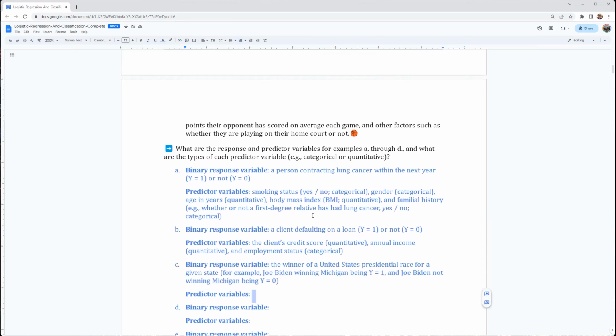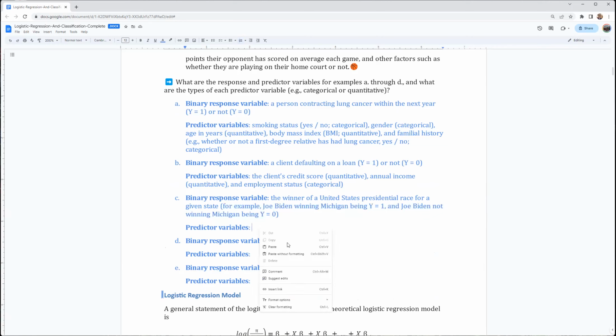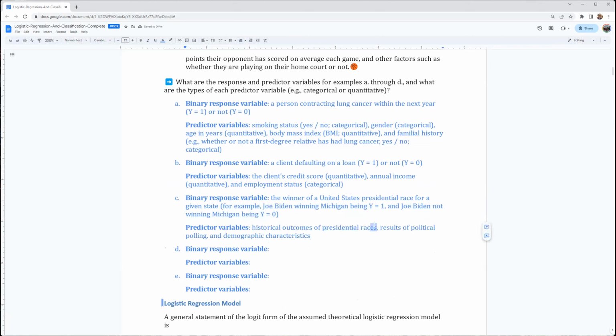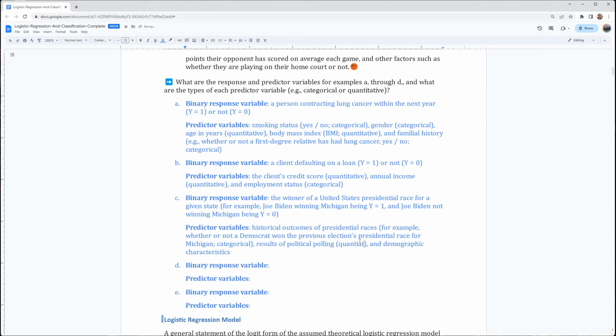Okay. And then for the predictor variables in that case, we were saying, okay, historical outcomes, results of political polling, and demographic characteristics. So this one was a little bit vague. So historical outcomes. So we could say whether or not a Democrat won the previous elections, presidential race, or Michigan, for example. And that would be a categorical. So yes, no. The results of political polling, recent political polling. Okay, so maybe that would be quantitative.